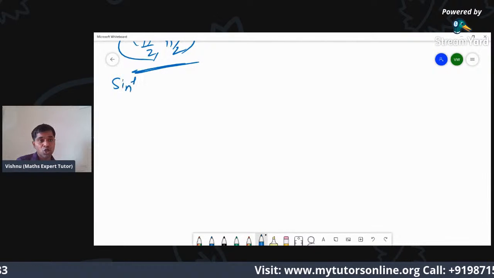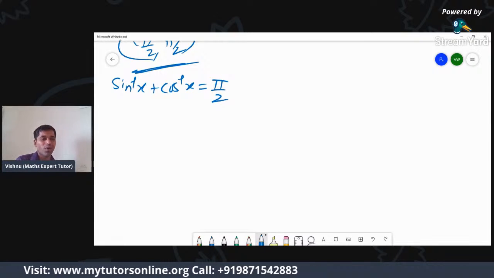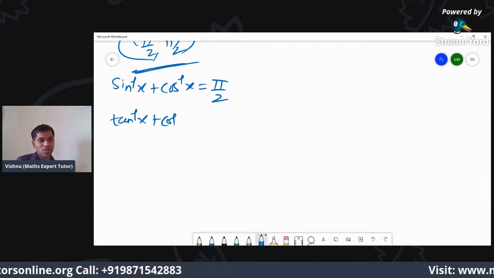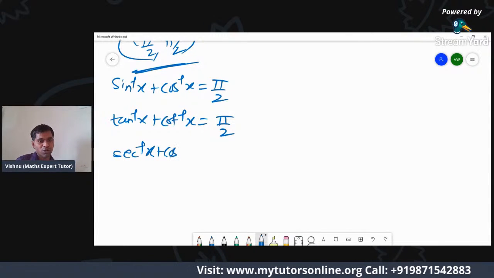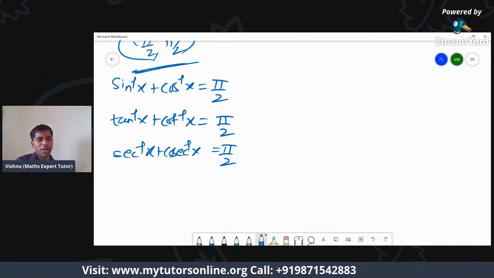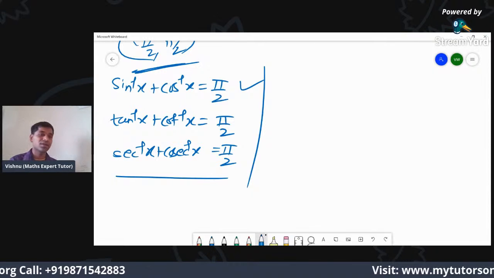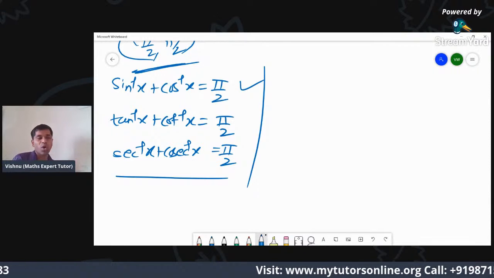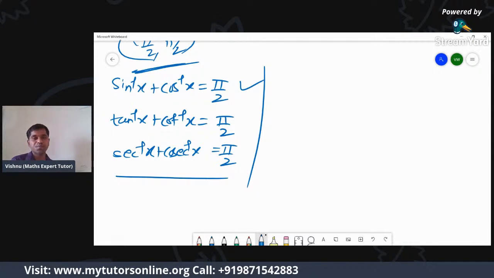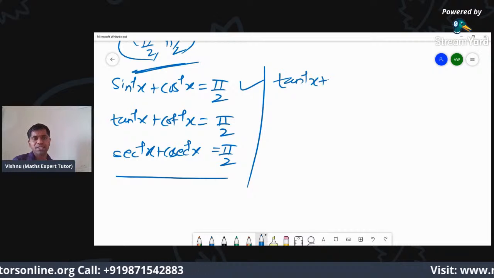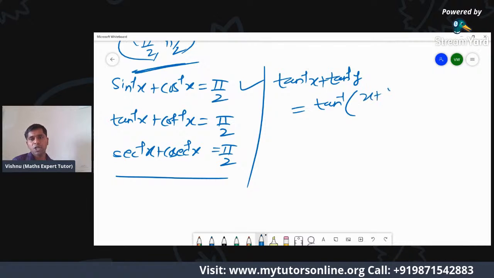Let's see some other formulas also. Sine inverse x plus cos inverse x is pi by 2. You might have got the hint what I am going to write now. It is going to be tan inverse x plus cot inverse x is pi by 2. Sec inverse x plus cosec inverse x is also pi by 2. You might have got this hint when I wrote the first example. Similarly, as you know, sine square theta plus cos square theta is 1. Similarly, inverse also we have some formulas like sine inverse x plus cos inverse x is pi by 2, and all other formulas also.